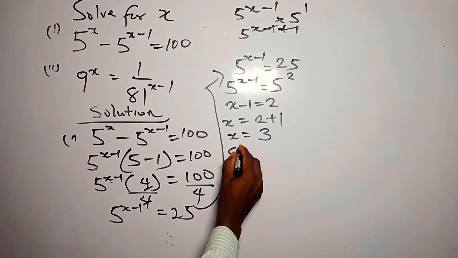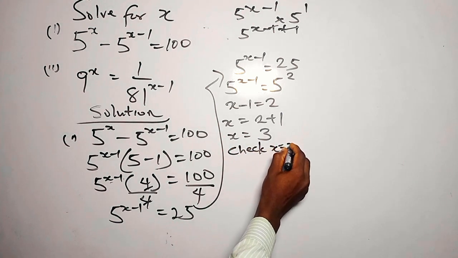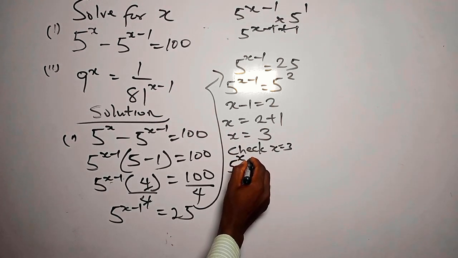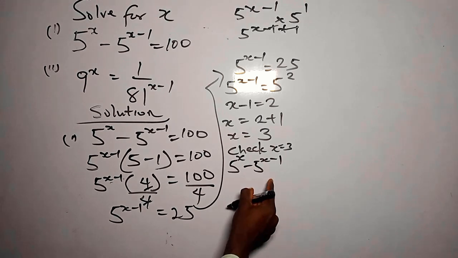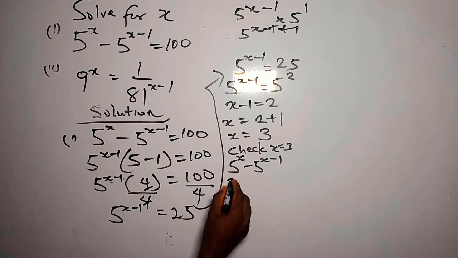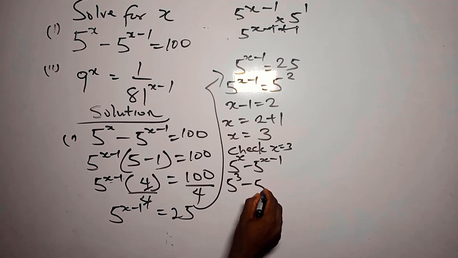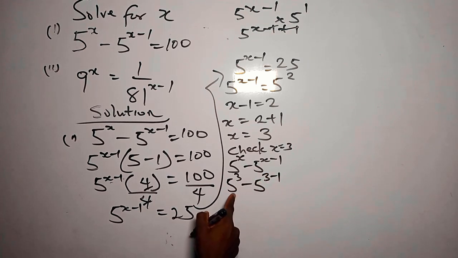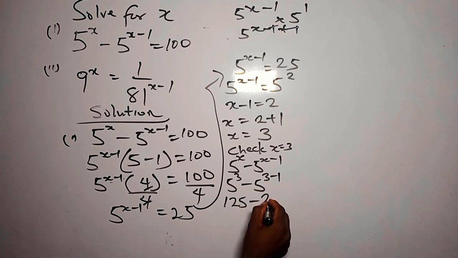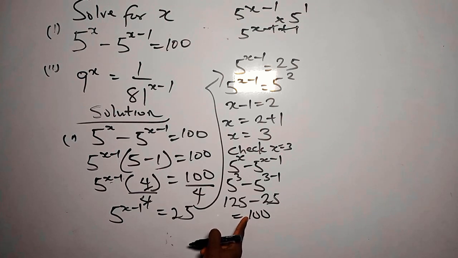We can check for x to be 3 to confirm from this equation. So we have 5 raised to the power x minus 5 raised to the power x minus 1. When we solve this, do we have 100? For x to be 3, we have 5 raised to the power 3 minus 5 raised to the power 3 minus 1. 5 raised to the power 3 is 125. 3 minus 1 is 2, and 5 raised to the power 2 is 25. When we subtract this, we have 100. So the value of x is 3.